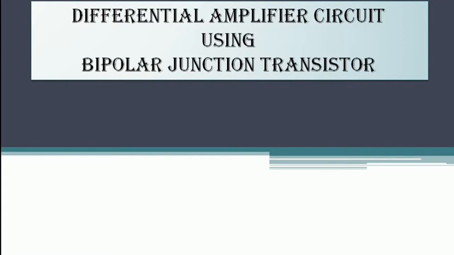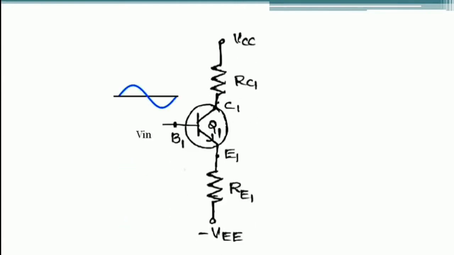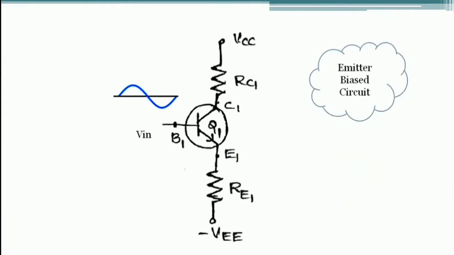The basic circuit used in the differential amplifier with the BJT is a one-biased circuit. Here we are considering one BJT transistor. To the collector terminal is a resistor, and it is biased with the voltage VCC, and to the emitter terminal again we are using a resistor RE that is biased with the voltage minus VEE. So it is nothing but an emitter biased circuit.